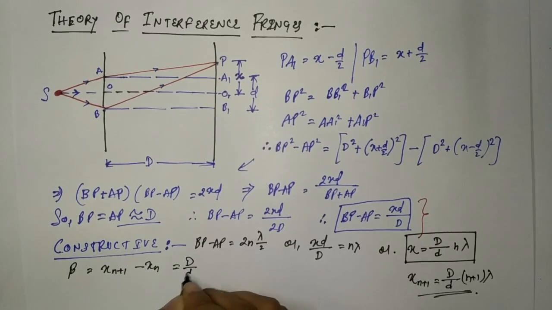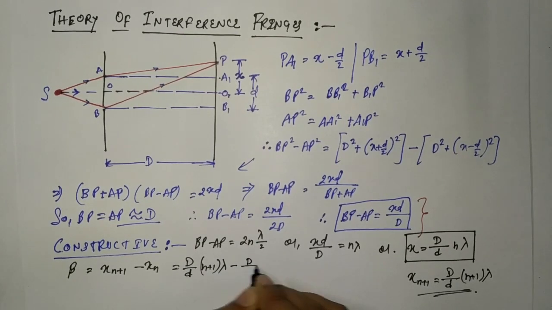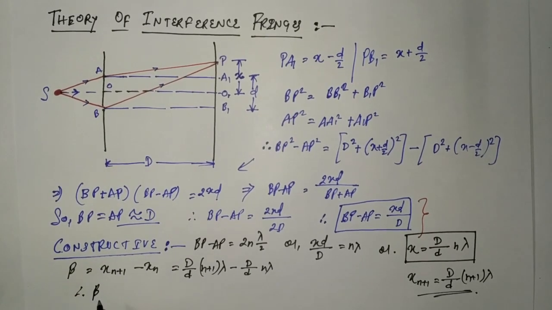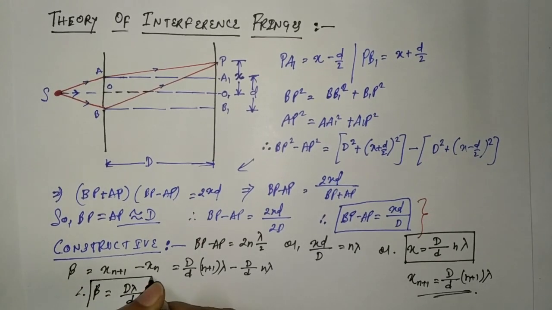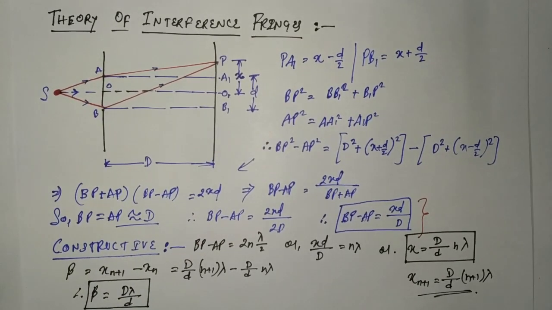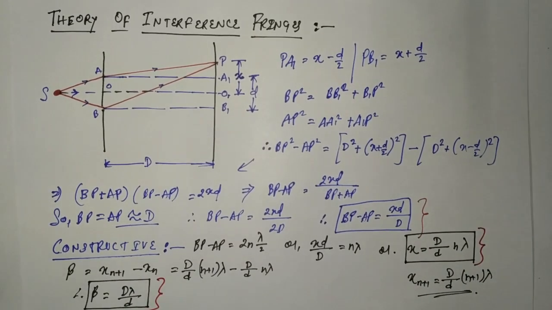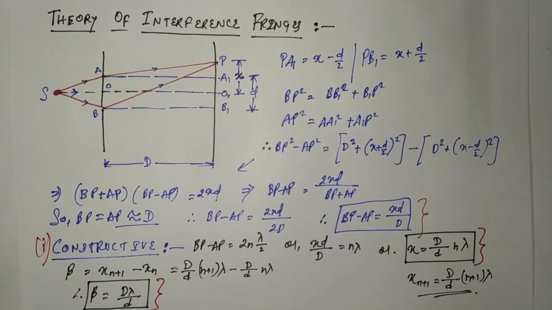That will be equal to capital D by small d n plus 1 lambda minus capital D by small d n lambda. So therefore beta will be equal to capital D lambda by small d. So this is another important conclusion or result that we have arrived at. As beta is independent of n, the bright fringes are equispaced. We can assume that. So what are the two conclusions that we have arrived at? This formula and this formula. Remember it by heart. For this is constructive interference pattern.